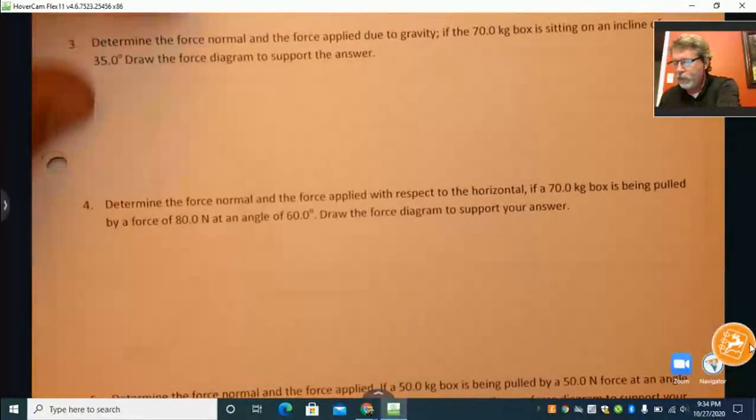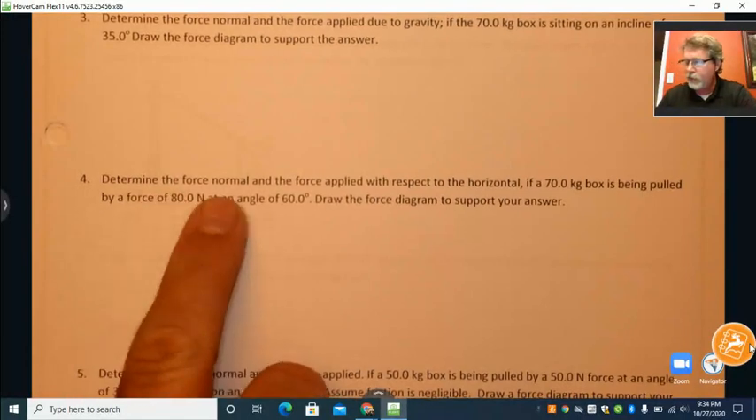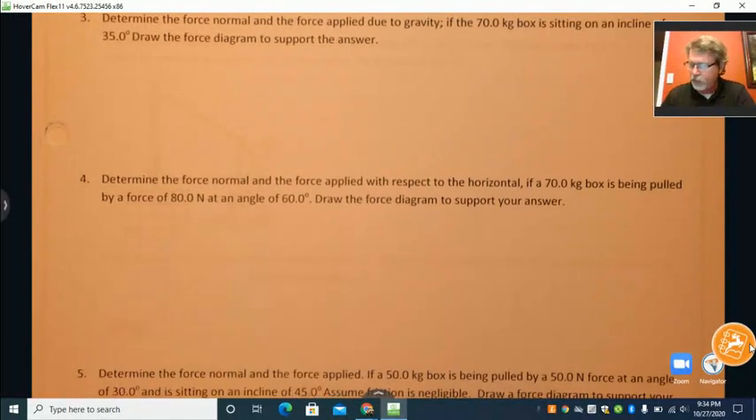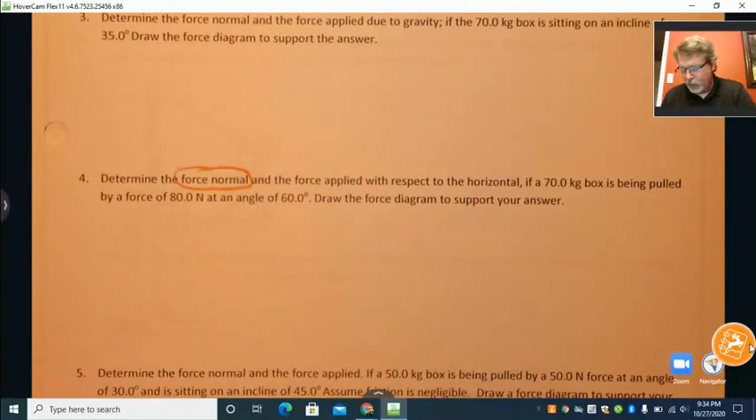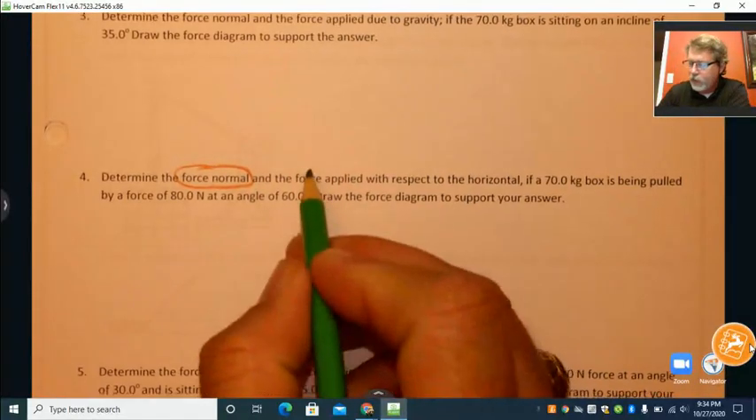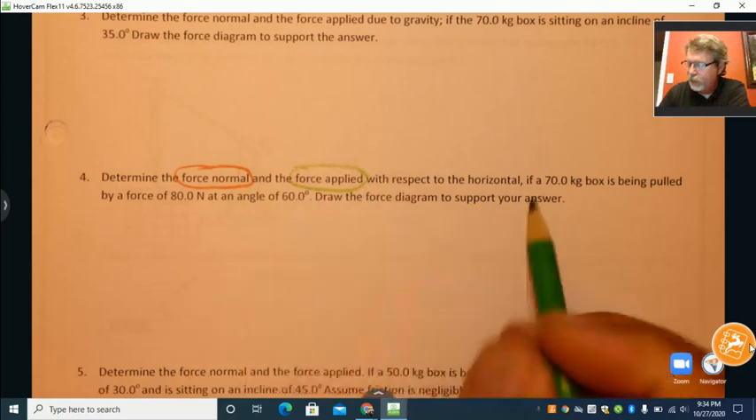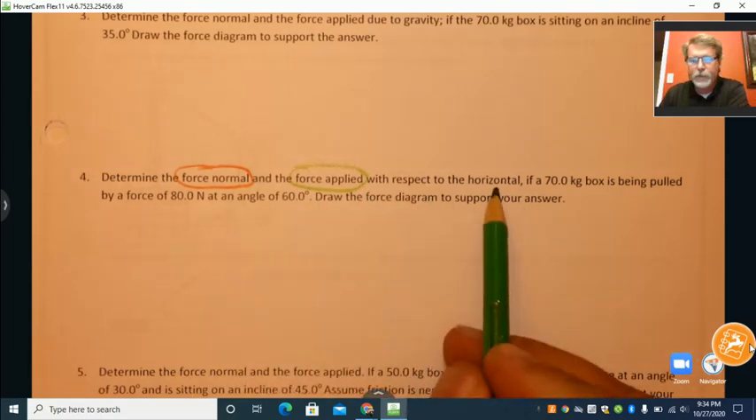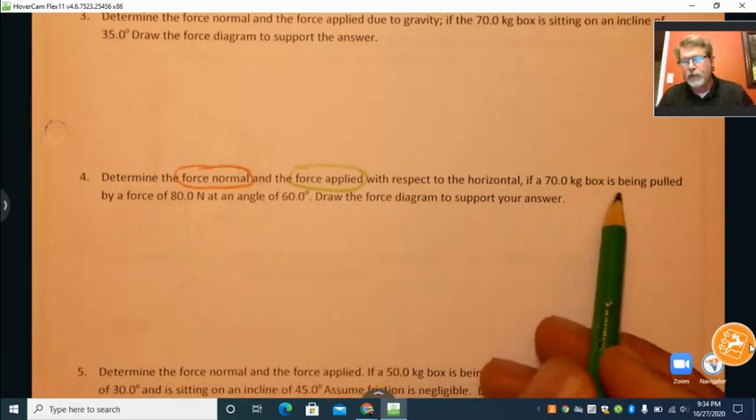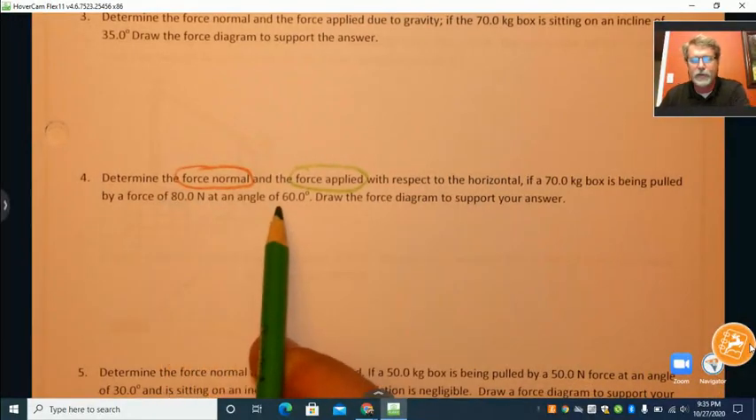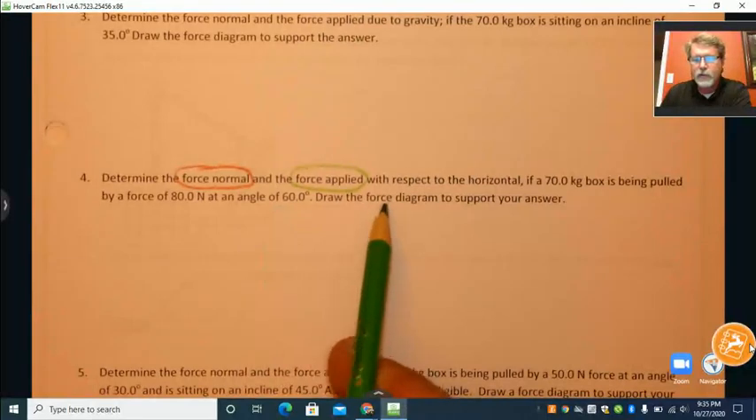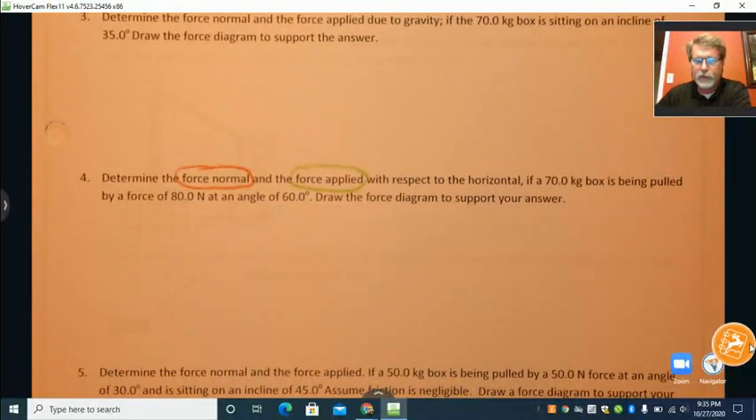Number 4 is determining the force normal. Here's one of the things we're looking for, and we're also looking for the force applied with respect to the horizontal. If a 70 kilogram box is being pulled by a force of 80 newtons at an angle of 60 degrees, draw the force diagram to support your answer.